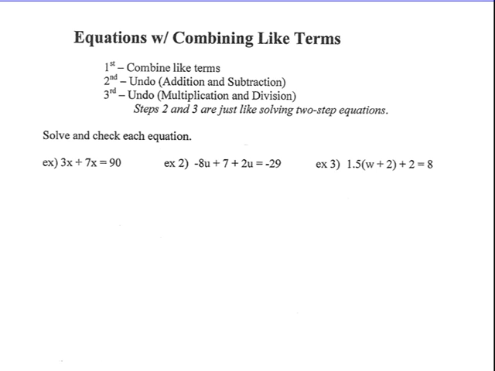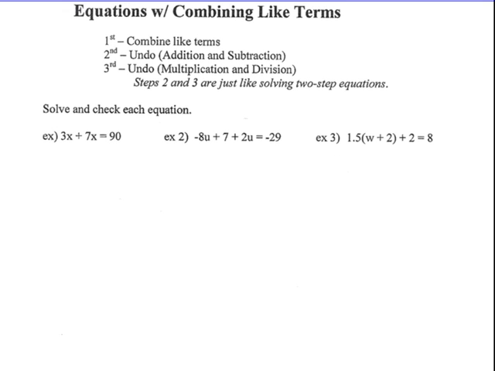So the first step when you have like terms, you may have a distributive property in there, like I see here in number 3. So I may distribute first. Then I'm going to combine like terms. So sometimes we distribute first, then we combine like terms. It depends on what operations you see in the equation to start with.